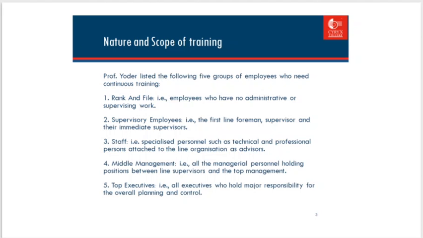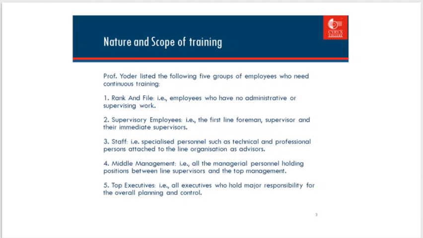Nature and scope of training. The scope of training depends upon the categories of employees to be trained. As we all know, training is a continuous process and not only needed for the newly selected personnel but also for the existing personnel at all levels of the organization. Professor Yoder listed the following 5 groups of employees who need continuous training.